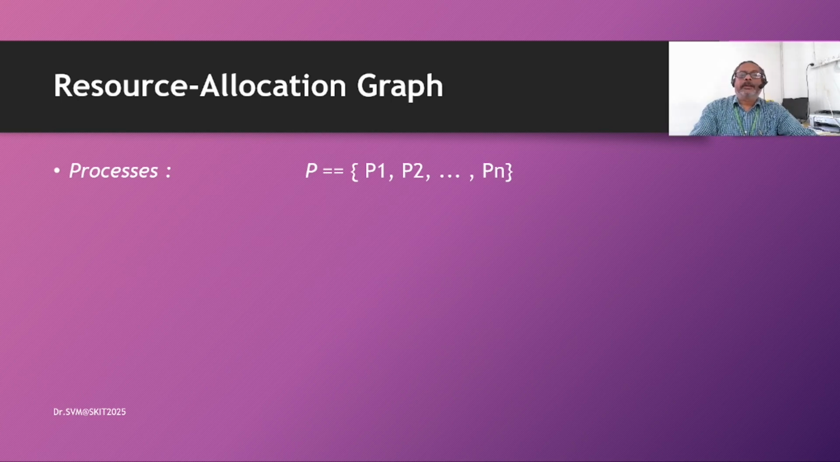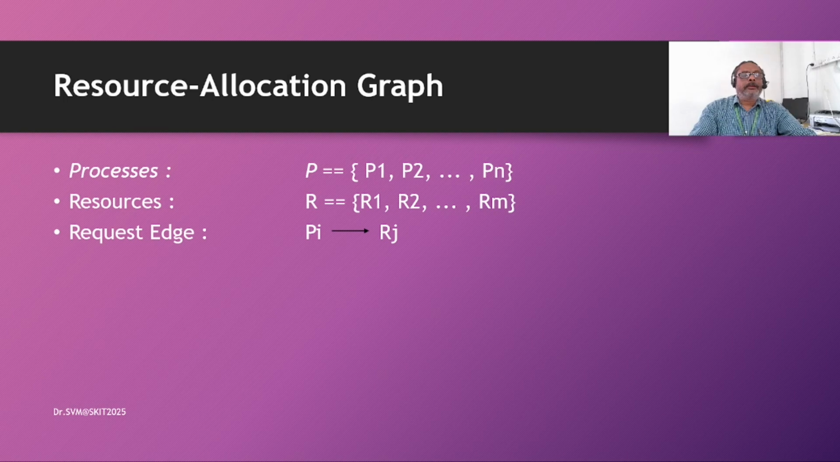We have processes. Let's assume that there are n processes p1 through pn, and m resources r1 through rm. These are the two sets: P, the set of processes, and R, the set of resources. And then we define some requests, that is, a process presenting a request for a resource, and then we know that some resources are already given to certain processes.